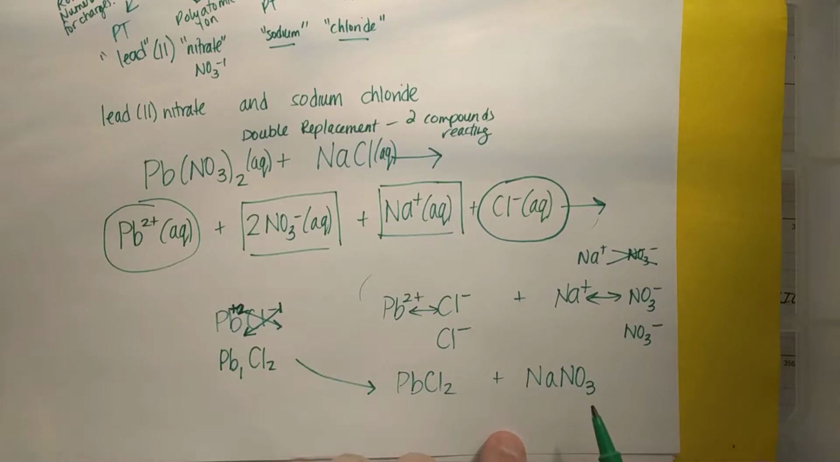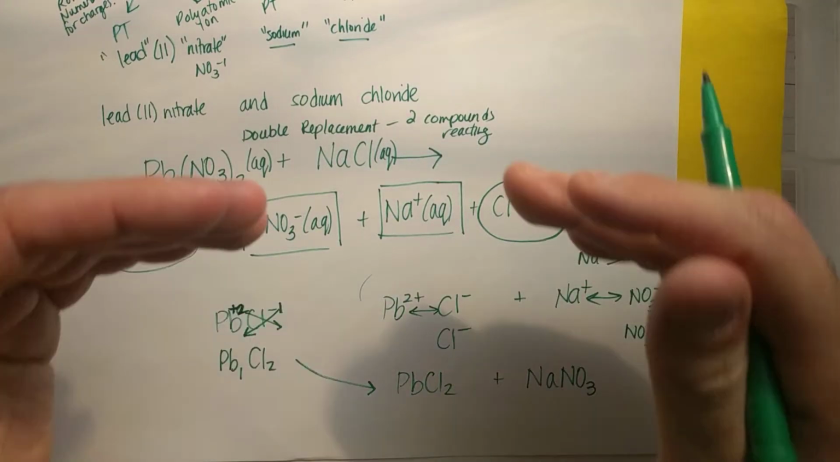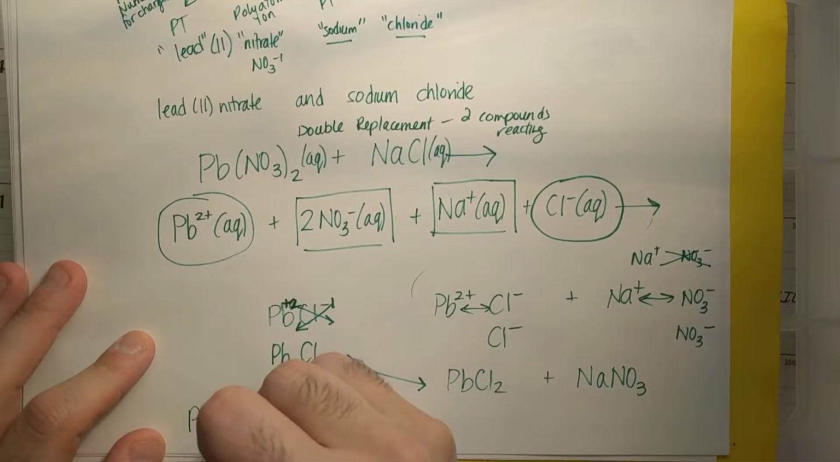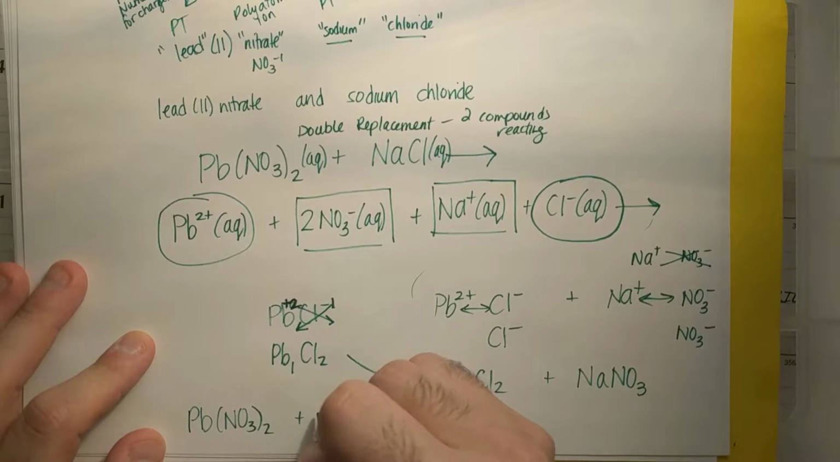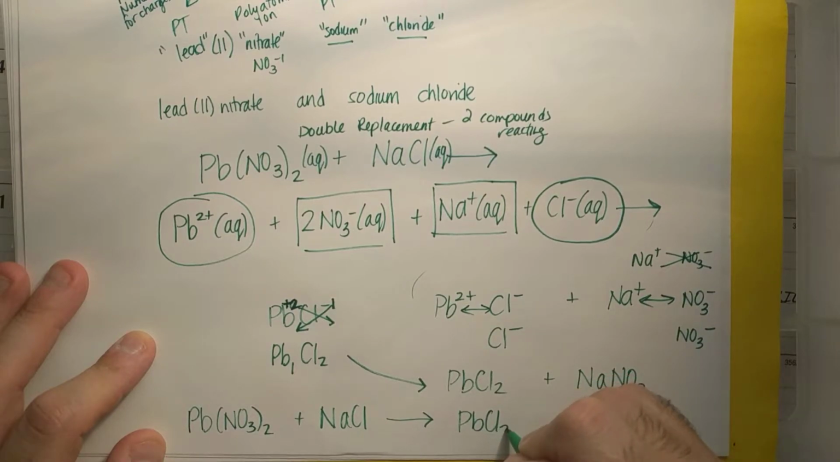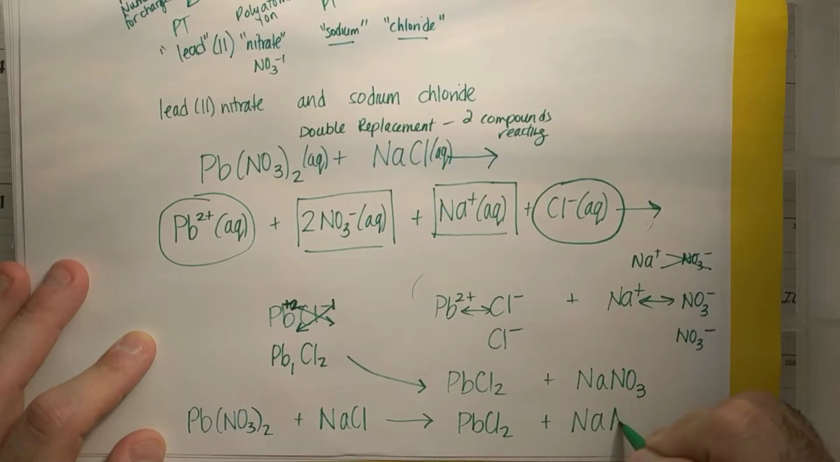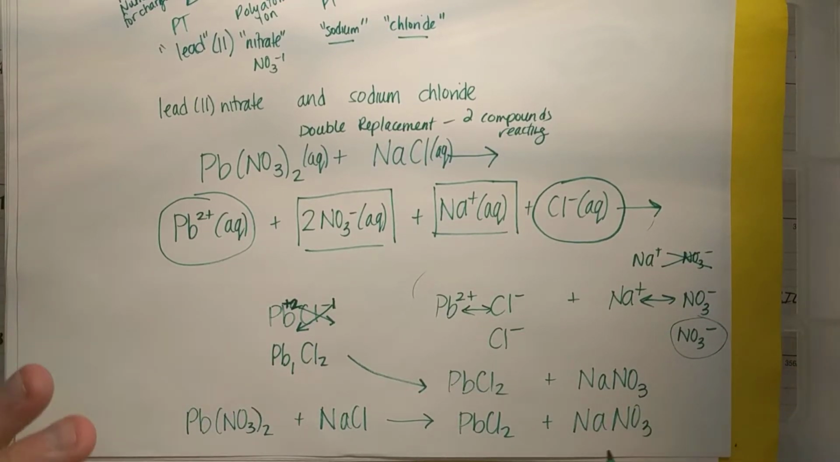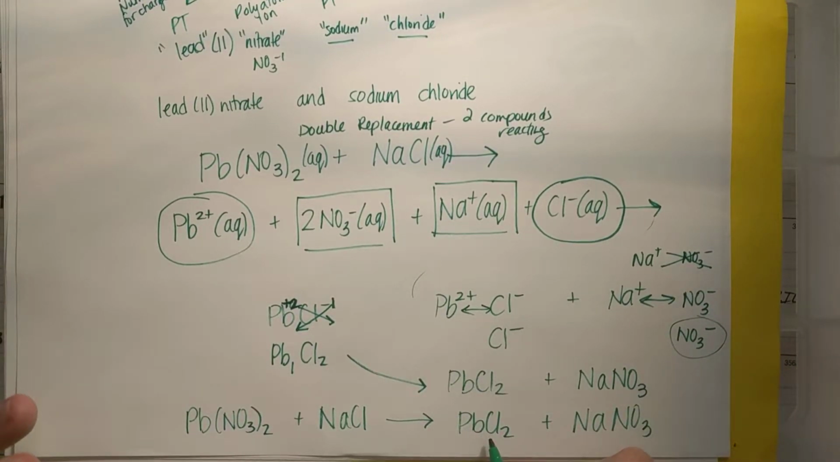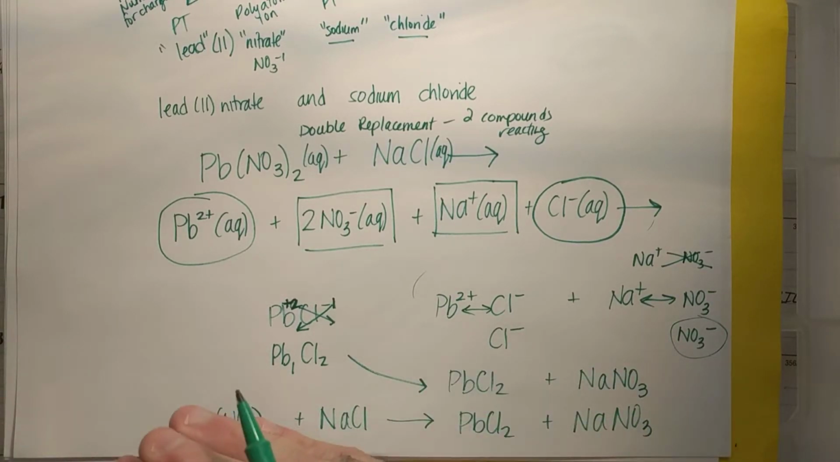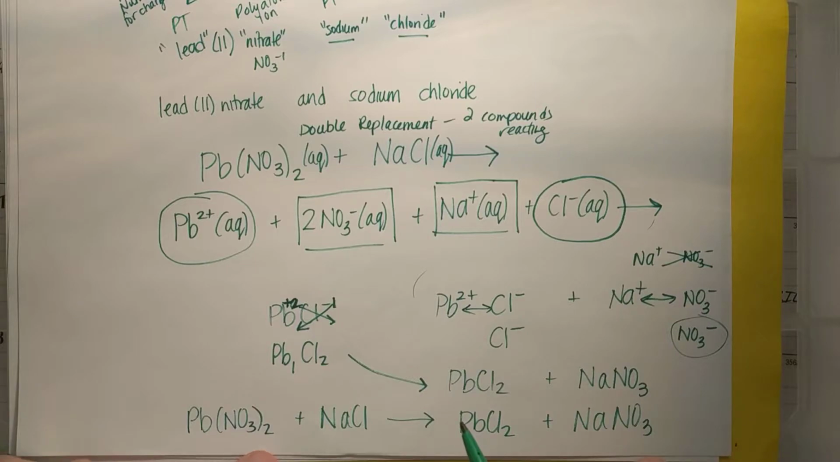So now my last thing is if I rewrite this whole thing down, I'll have Pb(NO3)2 plus NaCl yields PbCl2 plus NaNO3. And notice how before I had two NO3s and I was like, wait, I only use one, and I have two Cl's over here and I only use one. How can I figure out what to do with this chemical equation to make it correct? I have to balance it.